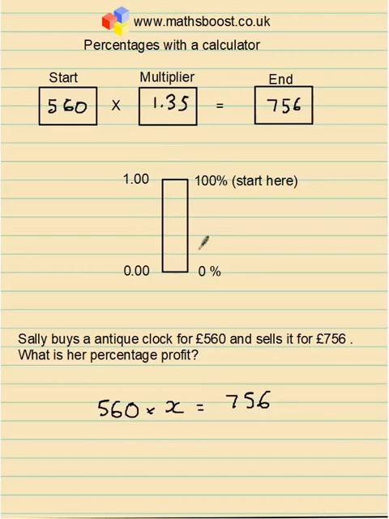Now we use the bar the other way around. We write in the 1.35. We know that this is 135%, and so we can see she's gone up by 35%. So she's made a 35% profit.